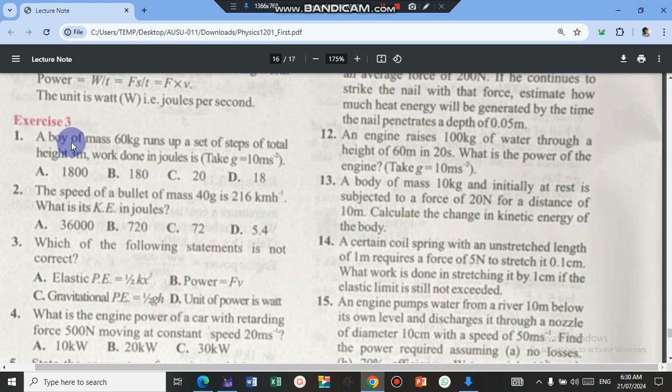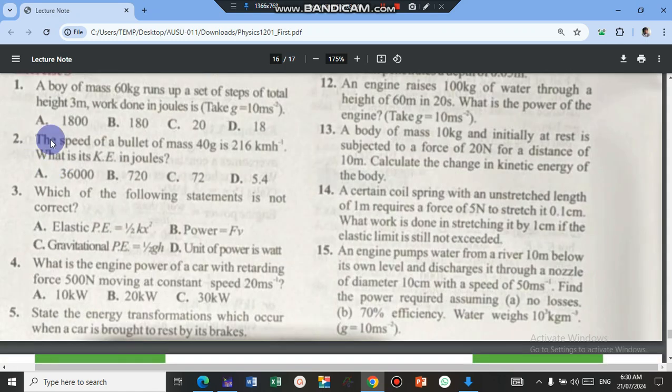Exercise 3, a boy of mass 60 kilogram runs up a set of steps of total height 3 meters. What is the work done in joules? Well, work done is mgh, mass times g10 times height 3. Okay, and I think you will get something like 1800 here. And then number 2, the speed of a bullet of mass this is this. What is its kinetic energy in joules?